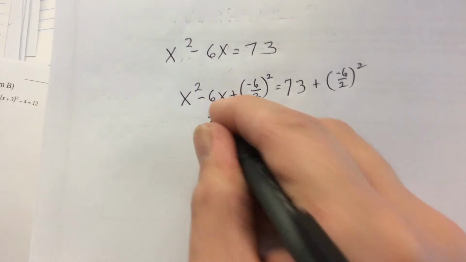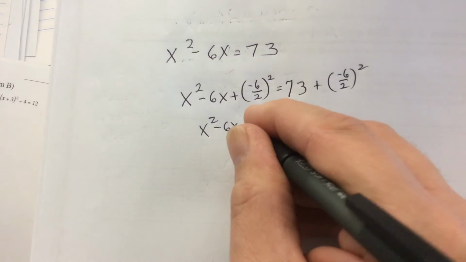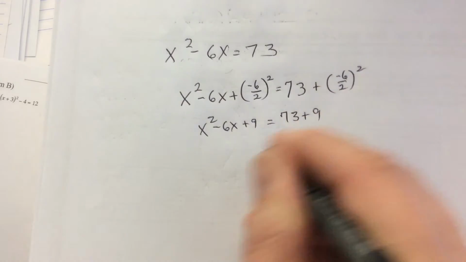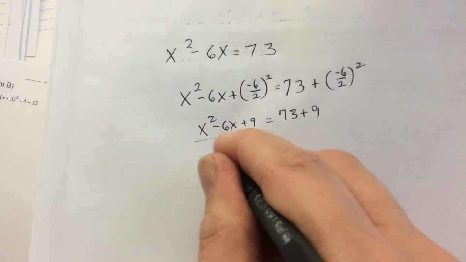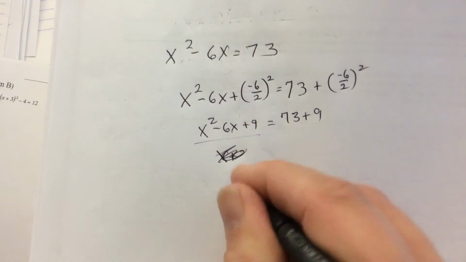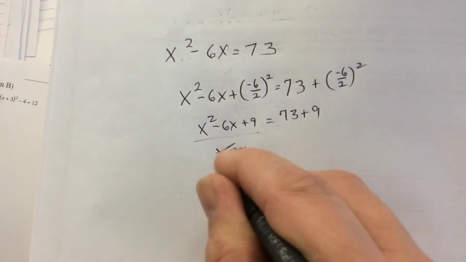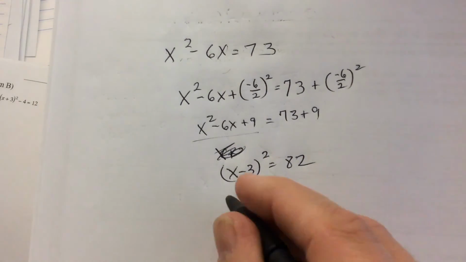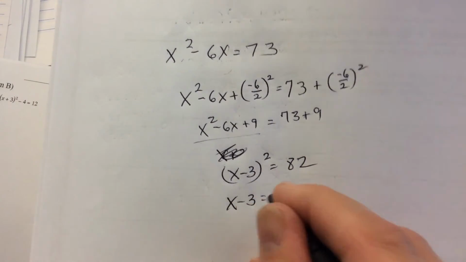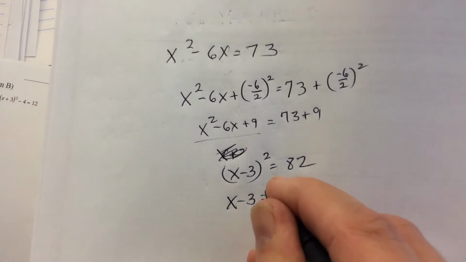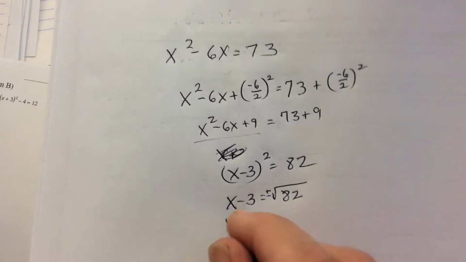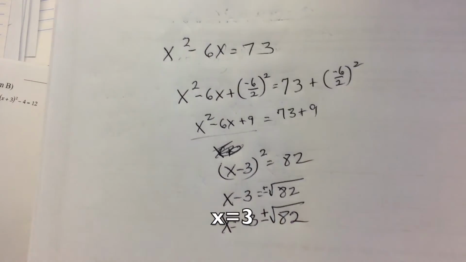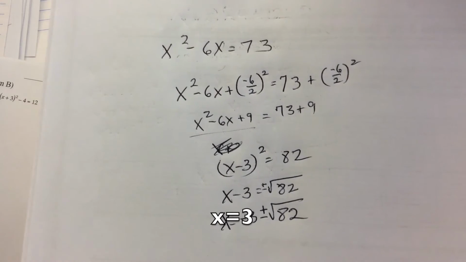This is x squared minus 6x plus 9 is equal to 73 plus 9. This, now that it's a perfect square, looks like this. x minus 3 squared. This is 82. Take the square root of both sides. x minus 3 equals plus or minus the square root of 82. x is equal to 3 plus or minus the square root of 82. And we're done, because there's nothing more you can do with that.